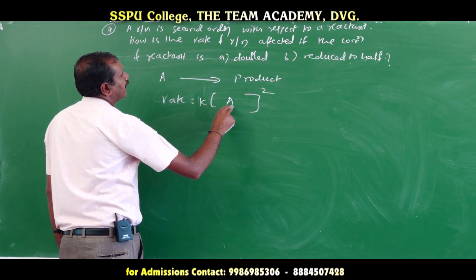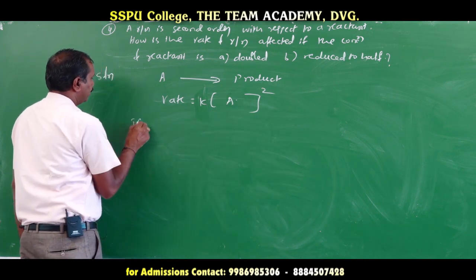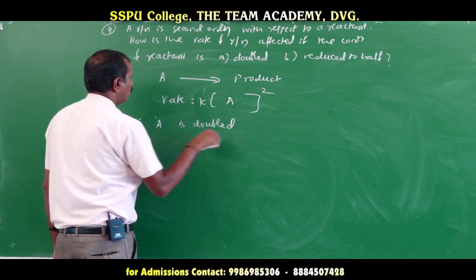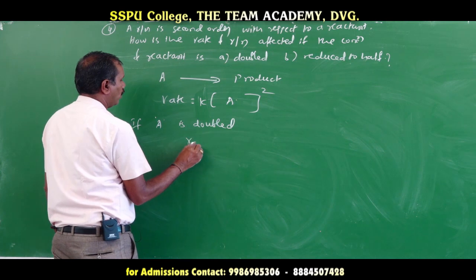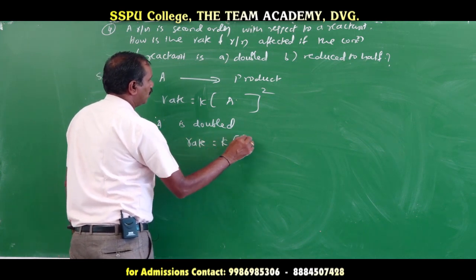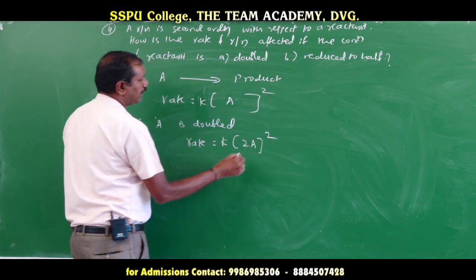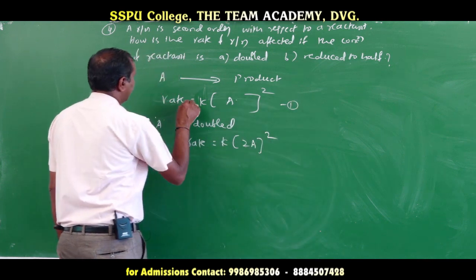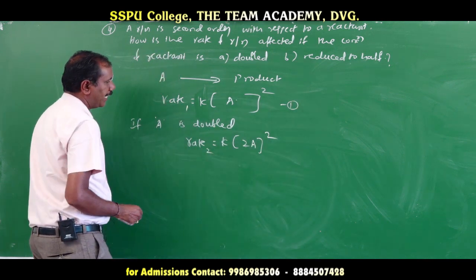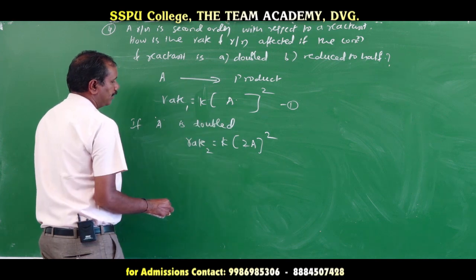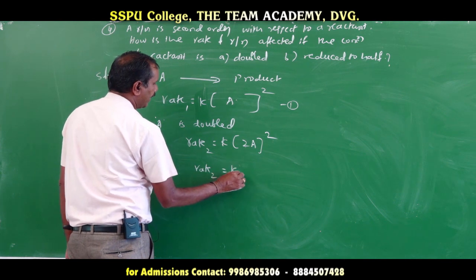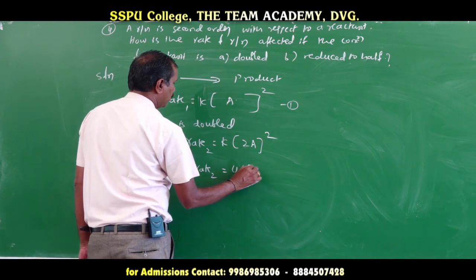Now, how is the rate of reaction affected if the concentration of reactant is doubled? Rate is equal to K into A to the power of 2. If A is doubled, what will be the rate? Rate equals K into 2A to the power of 2. The concentration of A is doubled. So this is rate 1, this is rate 2. If the concentration of A is doubled, rate 2 equals K into 2 to the power of 2, which means 4 K A to the power of 2.